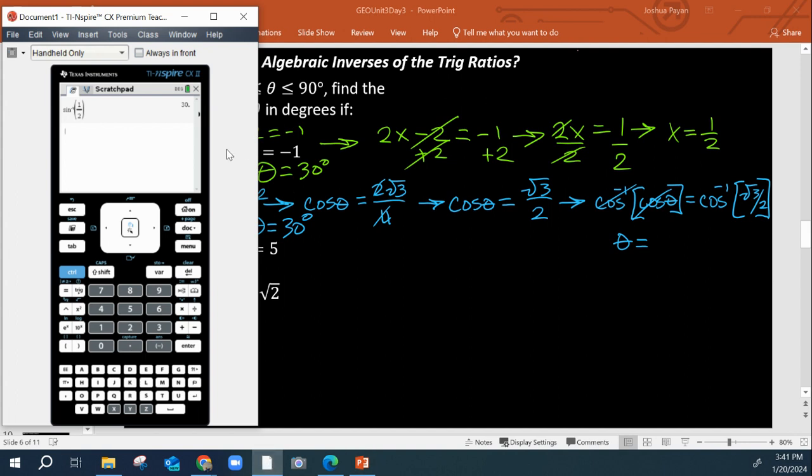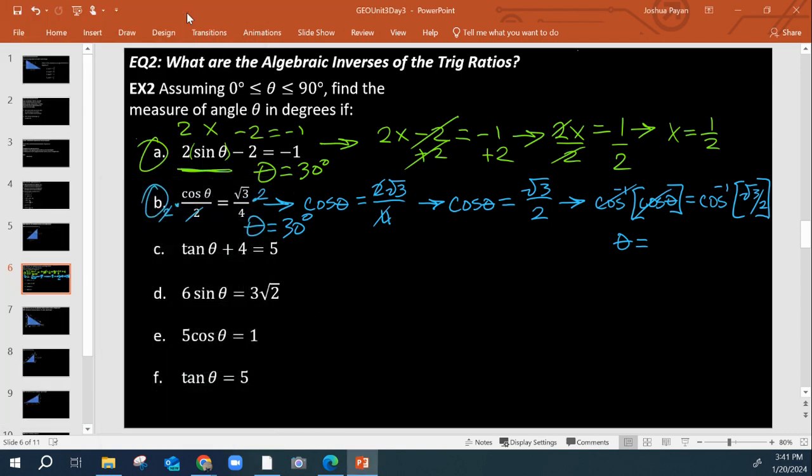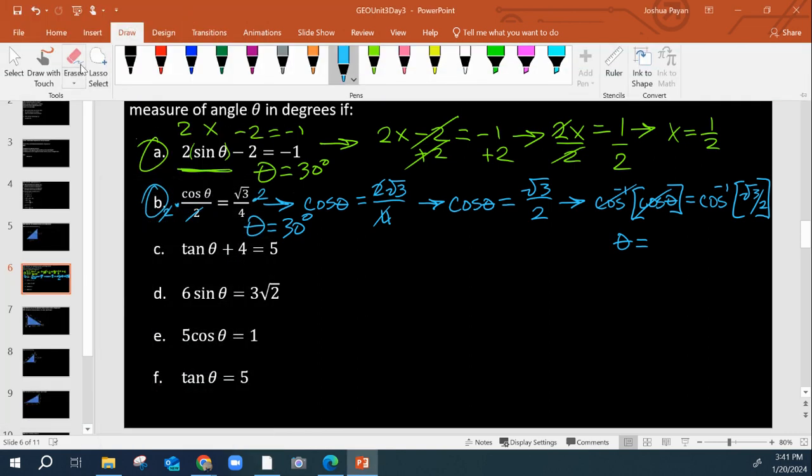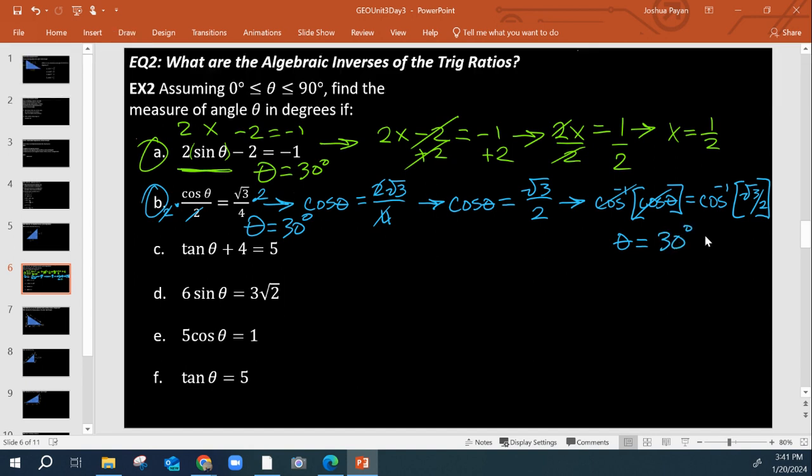If you don't know it on the table, well, you can do it on the calculator. We're going to do arc cosine, and we're going to say square root of 3 over 2, and there it is. We get the same thing that we ought to know, that we ought to have memorized by now. Okay, and there it is. Pretty straightforward. Let's do another example.